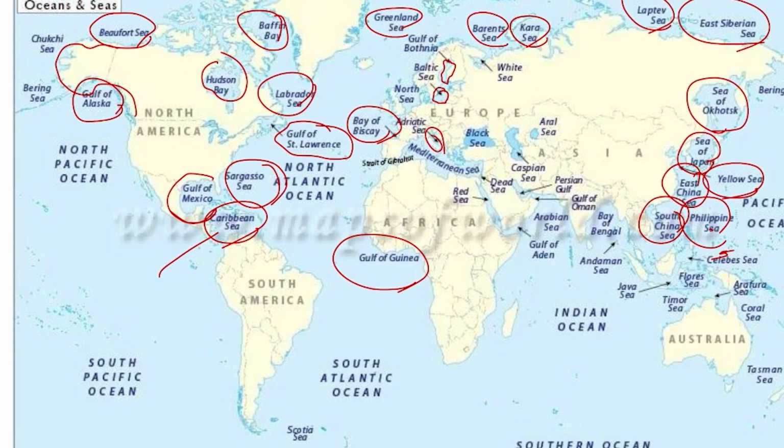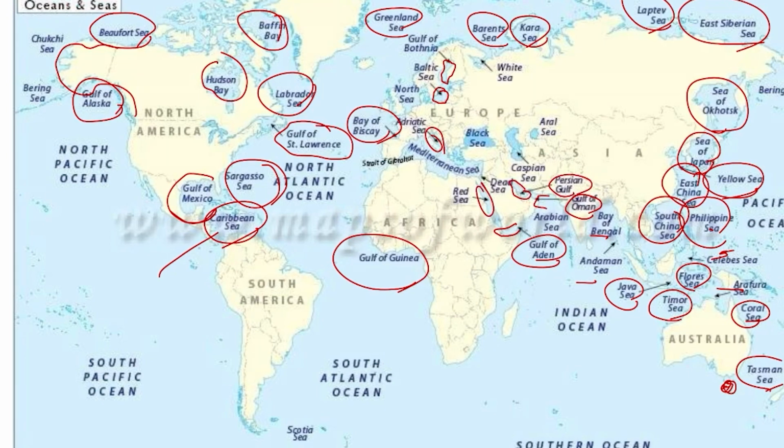All these we remember, and then the Arafura Sea, Coral Sea, very near to the Great Barrier Reef of Australia, and Tasmania Sea, very near to Tasmania. Tasmania is this one, that is Sri Lanka for Australia. Then the Timor Sea, then Flores Sea, then Java Sea, very near to Java, Sumatra and Malaya, then Bay of Bengal, Andaman Sea. Then here in the Middle East we have the Gulf of Aden, very near to here, and then the Gulf of Oman, very near to Oman, and then the Persian Gulf, and then Red Sea and Dead Sea.